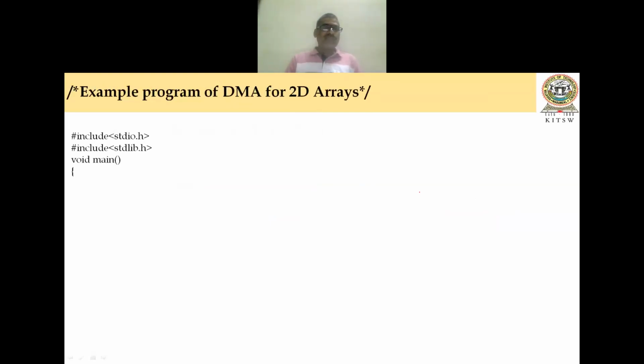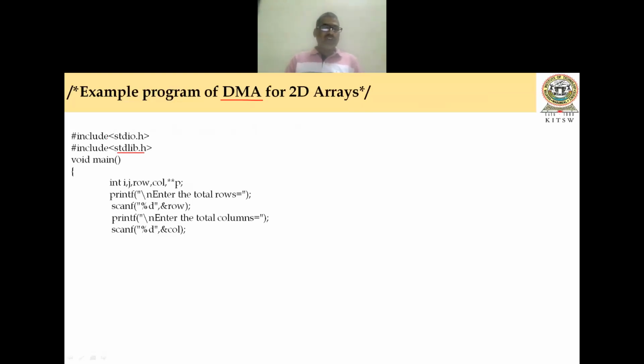Because we are making use of dynamic memory allocation functions, all those functions are defined in stdlib.h, so we are including that. We are asking the user to enter the total rows in the matrix and the total columns in the matrix. We take the input, and then allocate the memory, which is declared as a two-dimensional pointer, int double star p.